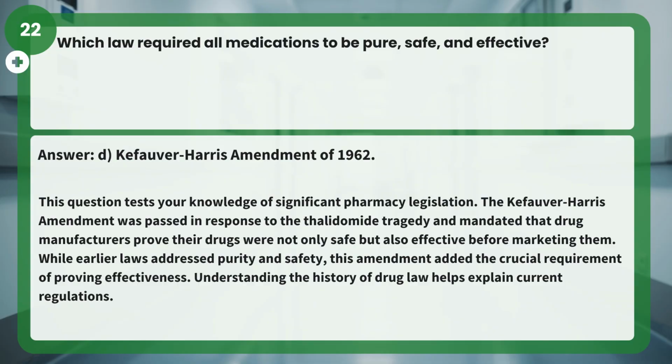Answer D. Kefauver-Harris Amendment of 1962. This question tests your knowledge of significant pharmacy legislation. The Kefauver-Harris Amendment was passed in response to the thalidomide tragedy and mandated that drug manufacturers prove their drugs were not only safe but also effective before marketing them. While earlier laws addressed purity and safety, this amendment added the crucial requirement of proving effectiveness. Understanding the history of drug law helps explain current regulations.